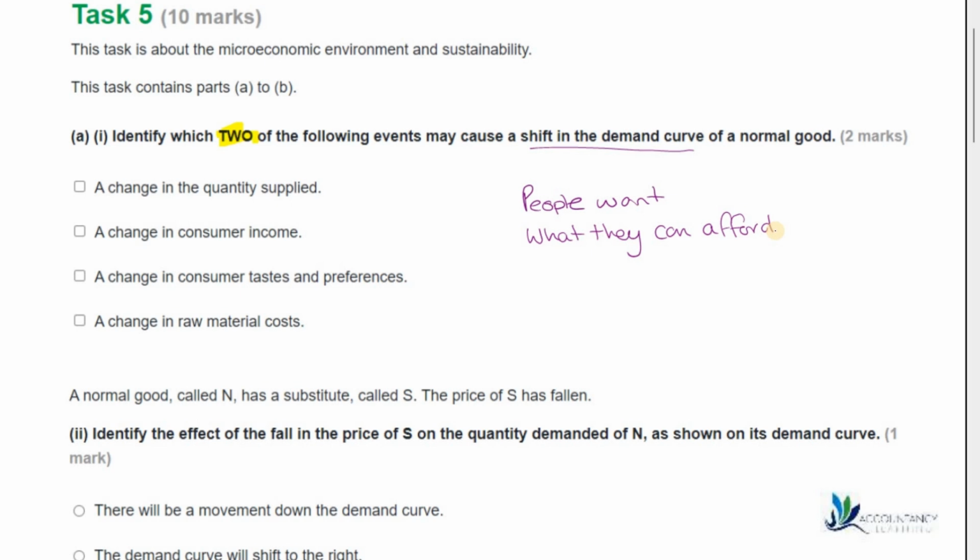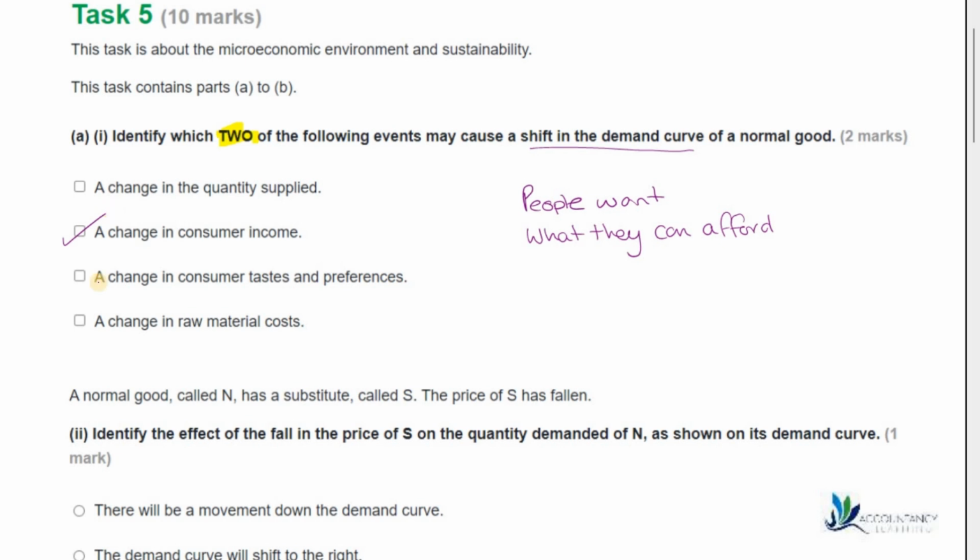So looking at our options then, the first one, a change in the quantity supplied, doesn't really matter. That's not going to be an effect. It's not going to cause a shift in the demand curve just because there's more quantity. A change in consumer income. So this is going to be one of our answers, because if there's a change in consumer income, it means that the demand for products is going to change based on whether or not people can afford it.